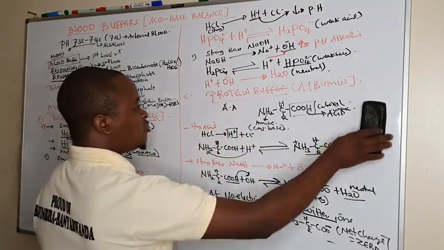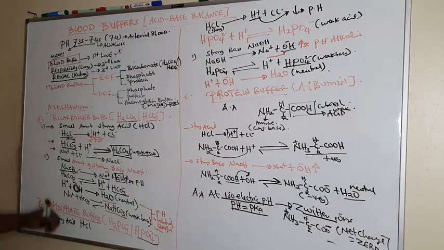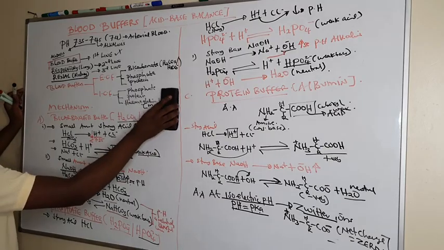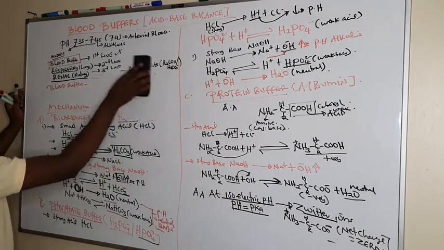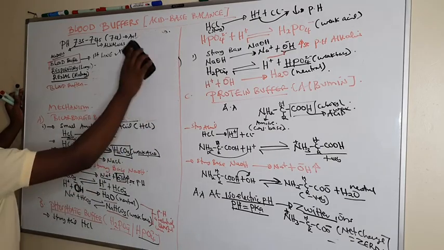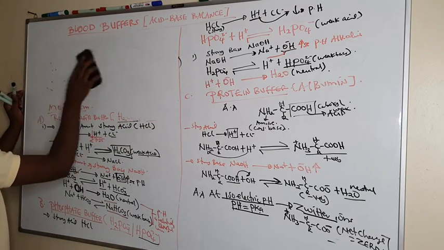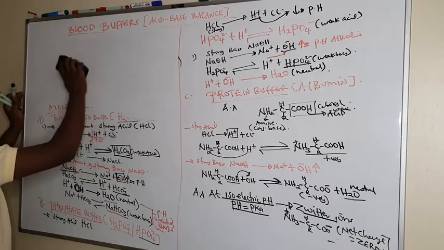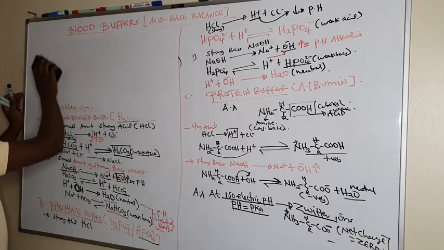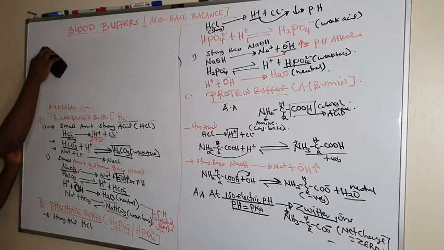So we end this session by looking at the mechanism of action of hemoglobin buffer, which is our last discussion, whereby we want to look at how hemoglobin in the red cell is able to buffer the intracellular pH within the RBCs.